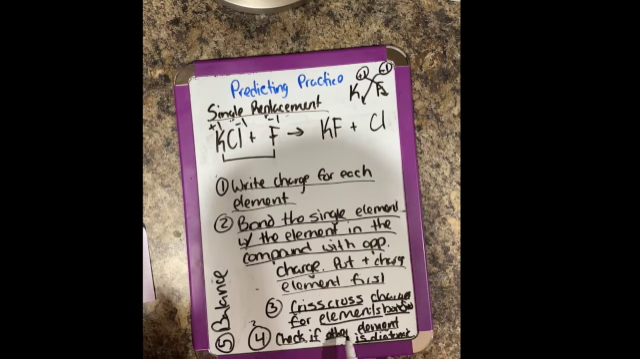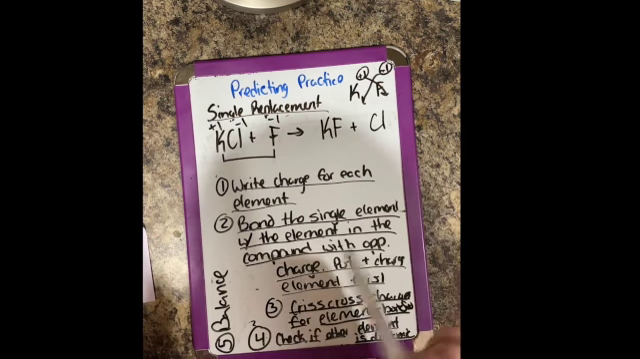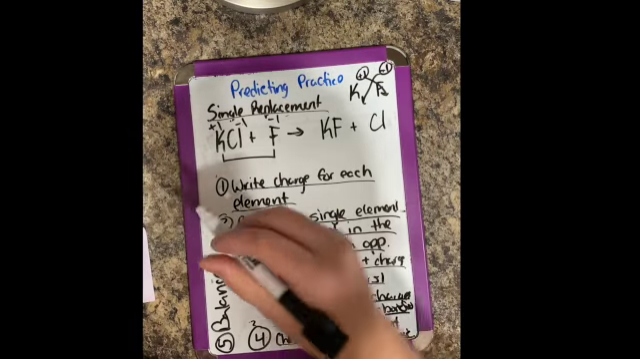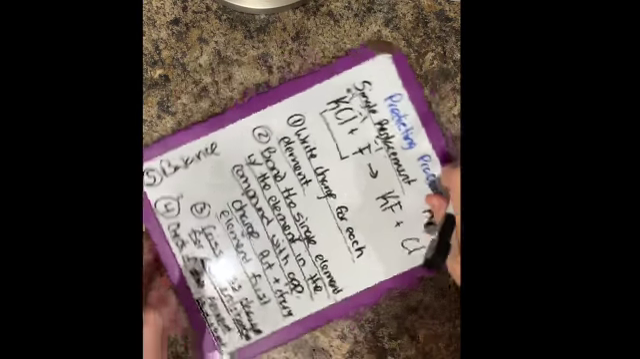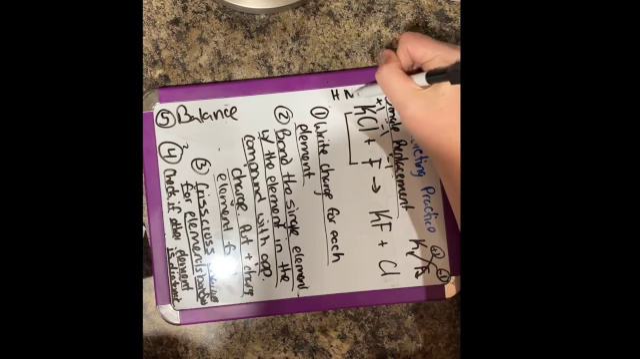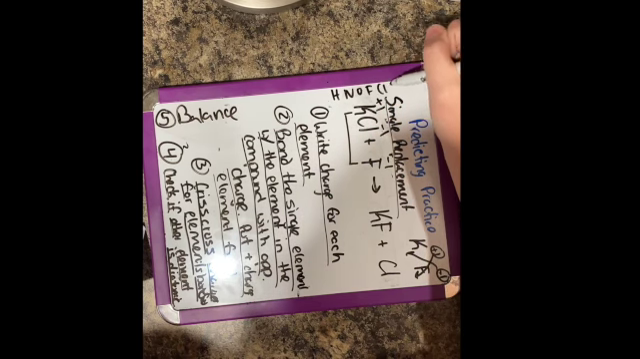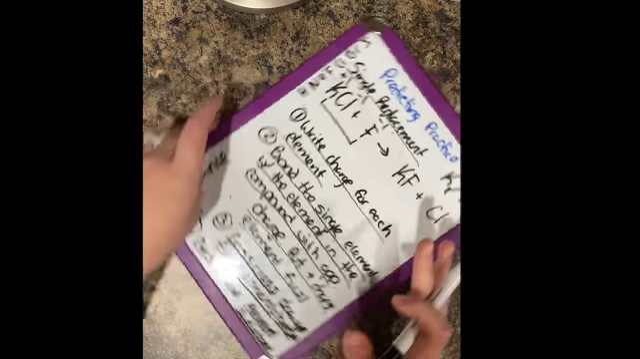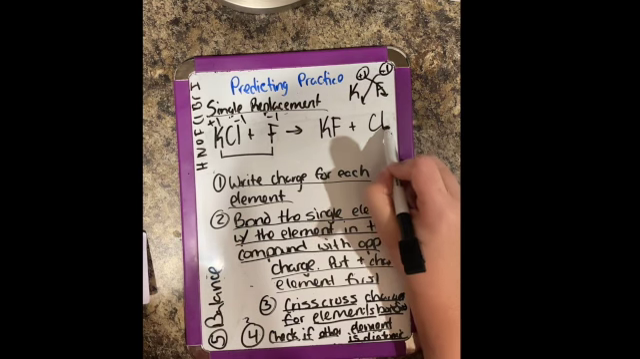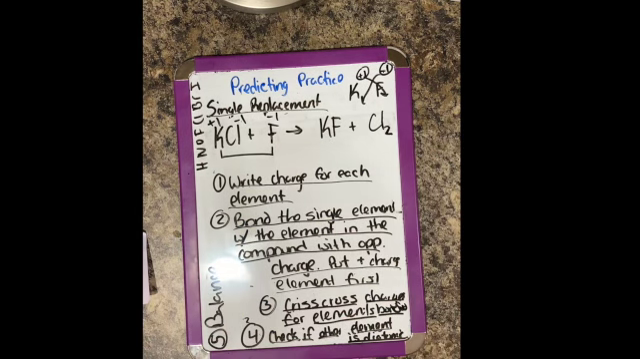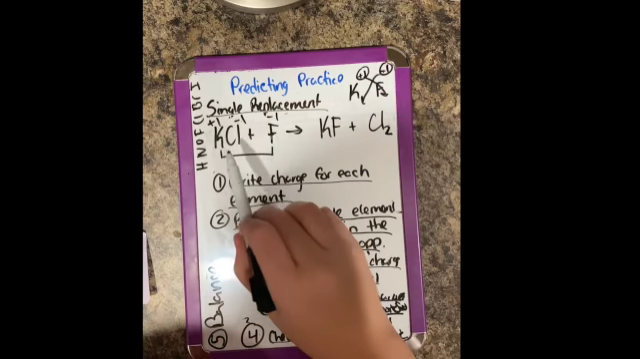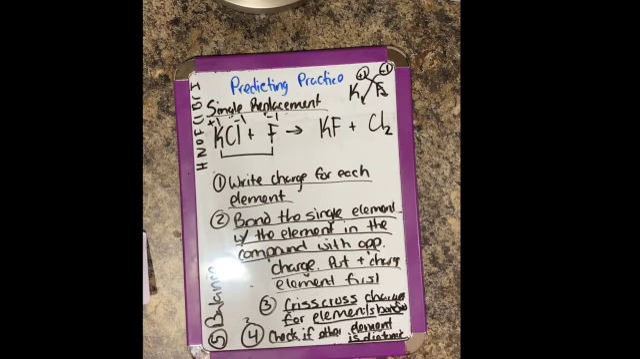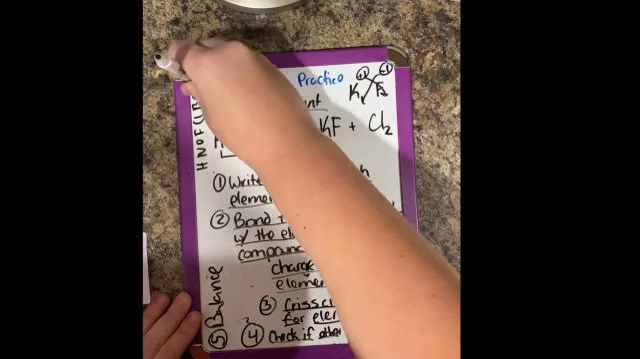Step 4, check if other element is diatomic. So Cl. Our diatomic elements are H, N, O, F, Cl, Br, I. Well, Cl is on this list, so that means we need to put a 2 right there. And then your last step, step 5, you balance. So that is how you do single replacement. Again, to identify if it is a compound plus an element, then it will be single replacement.